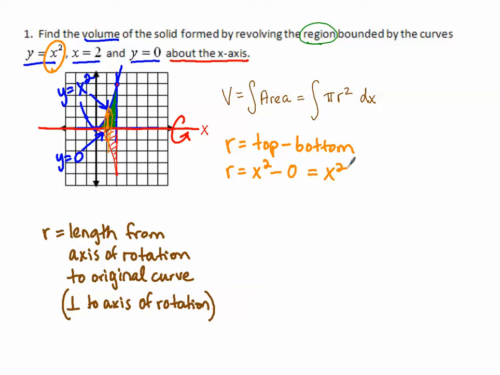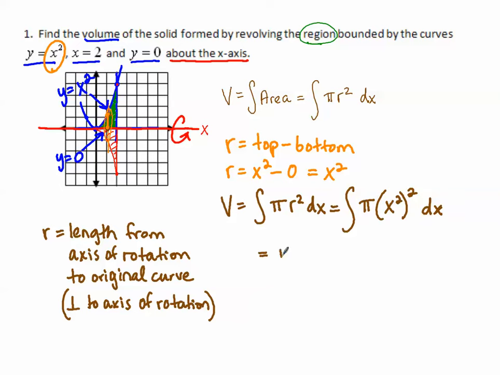Once I know my radius, I put that into my volume. Volume is the integral of the area, so the integral of pi radius squared with respect to x. So pi, radius is x squared, squared, and with respect to x. Now remember that pi is just a constant, so a lot of times you'll see the volume integral with the pi factored out and the radius squared left on the inside.